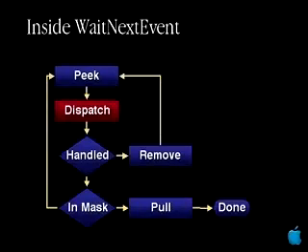Here's a picture, and it illustrates what happens inside WaitNextEvent. What WaitNextEvent does is iterate through the event queue. Starting at the top, for each event, we peek at the event and we attempt to dispatch it. If the dispatching is successful, we remove it from the queue and go back and get another one. If the dispatching is unsuccessful, then it's a candidate to be returned from WaitNextEvent, and we do the usual mask test to make sure the event was something that the caller wanted. If so, we pull it out of the queue, and we're done. Else we loop back around.